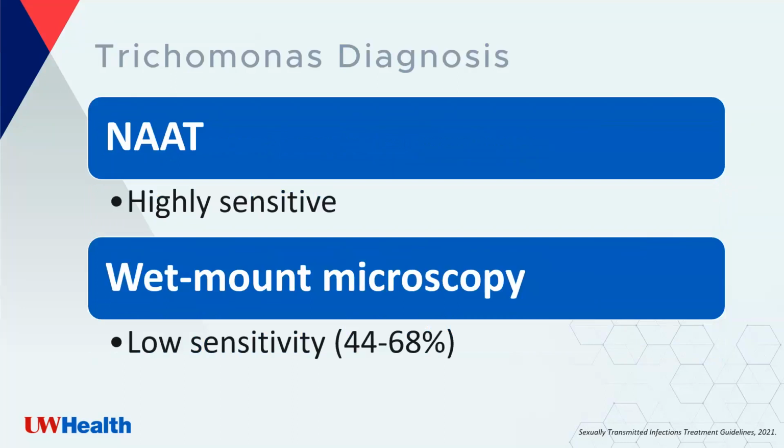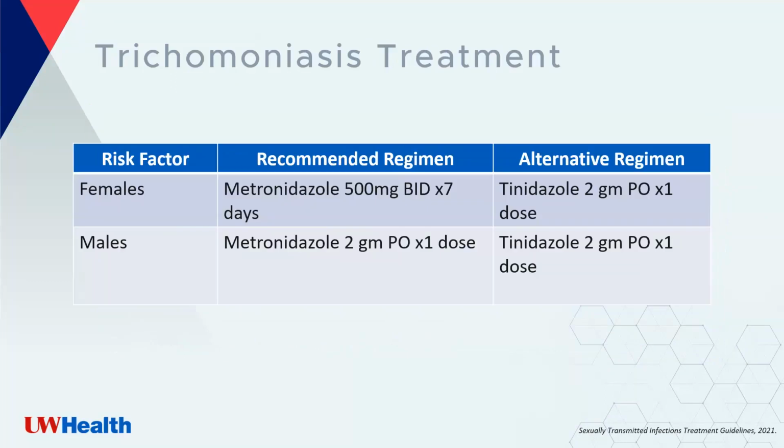As far as diagnosis, we want to do the NAT test because it's highly sensitive, and wet mounts are very low sensitivity, only providing about 44 to 68% sensitive results. The treatment for Trichomonas differs between males and females. For females, it's recommended that they are on Flagyl 500 milligrams twice a day for 7 days, whereas males are on a 2-gram dose times 1.